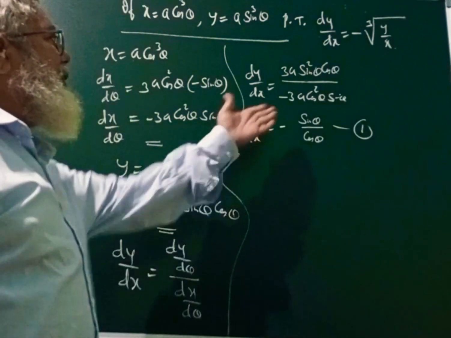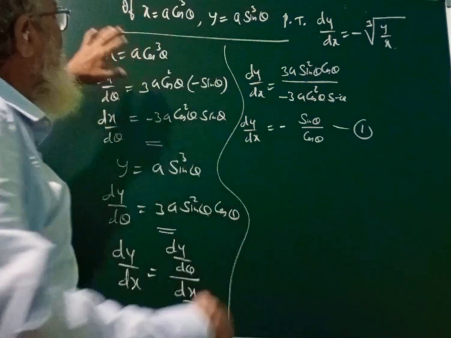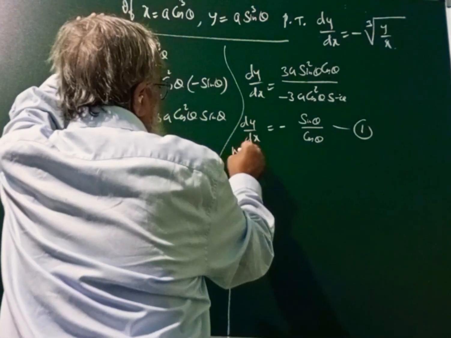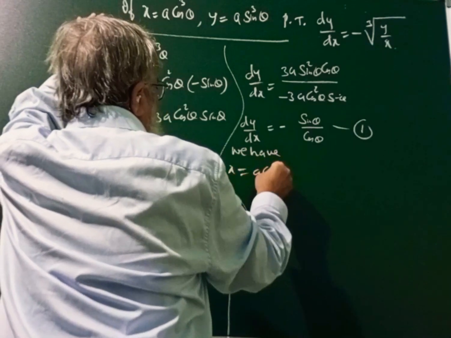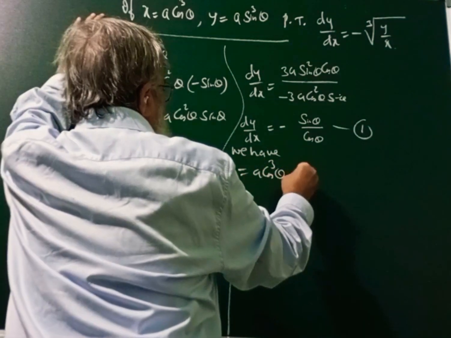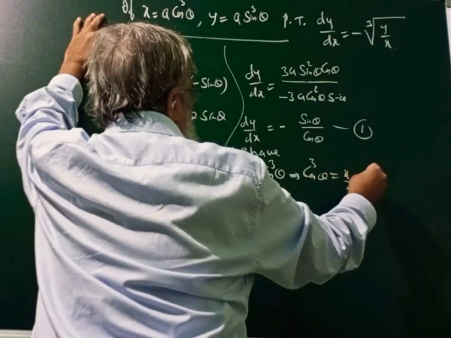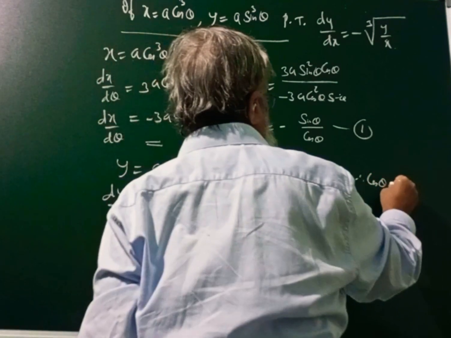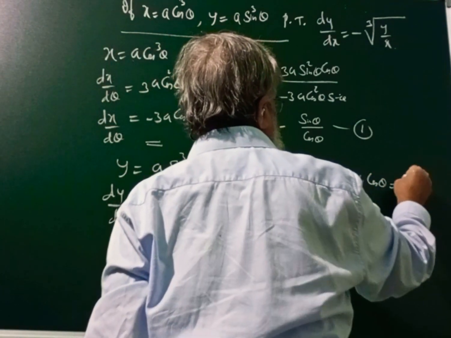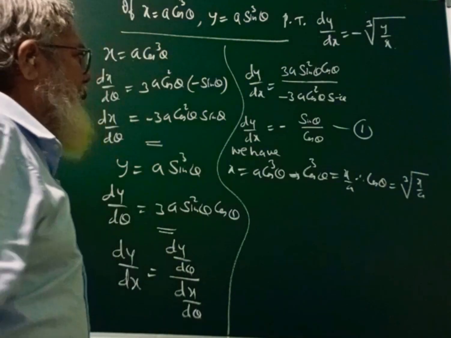So sine theta and cos theta should be expressed in terms of x and y. For this, we have x is equal to a cos cube theta. It means that cos cube theta is equal to x by a. Therefore, cos theta is equal to the cube root of x by a. We can write it like this by the given.